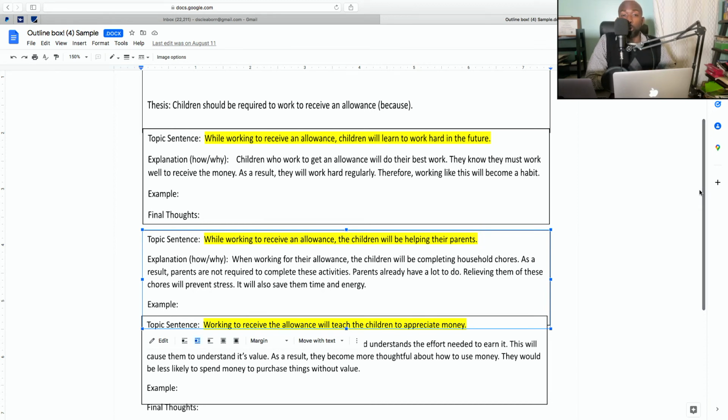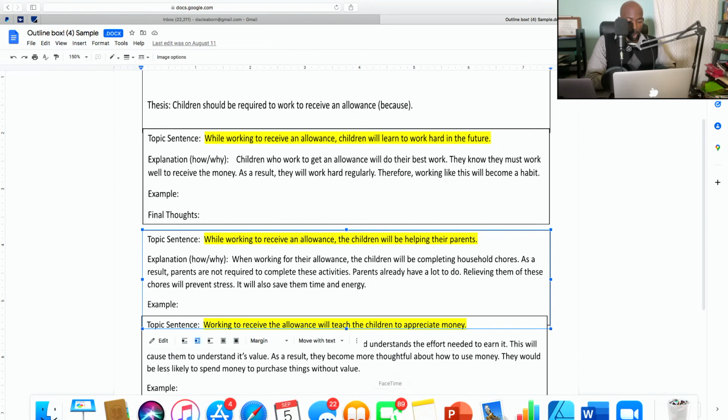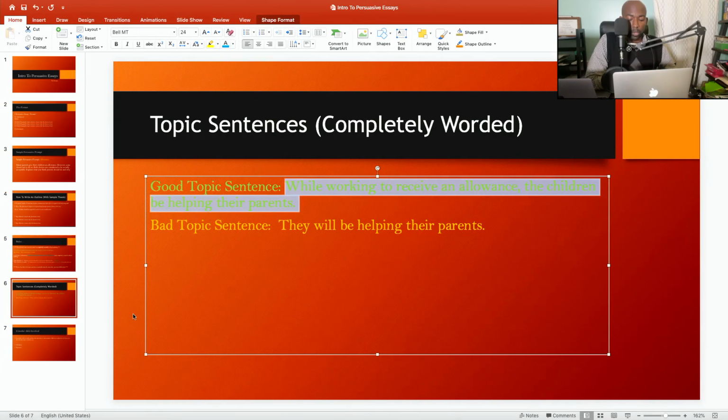That's how you want your thesis and topic sentences to look when you are writing your persuasive outline, so that you can smoothly build the remainder of your essay around these key ideas. Okay, so I said I would come back to this principle here.